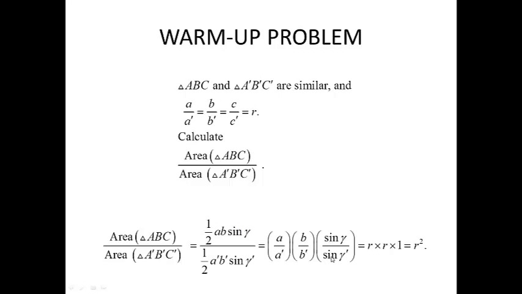But since the triangles are similar, then gamma and gamma prime are equal to each other, and therefore the resulting ratio is equal to R squared.